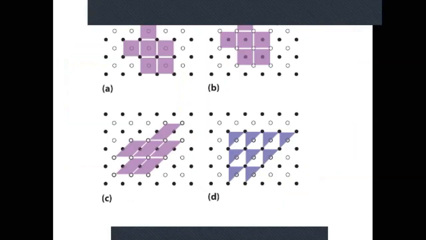So if we're looking at these examples, out of these 4 examples, I would like for you to take a few minutes and see if you can identify which one or ones of these proposed unit cells is not a valid unit cell. And I'll give you 2 or 3 minutes to take a look at it, and then we'll go over it.